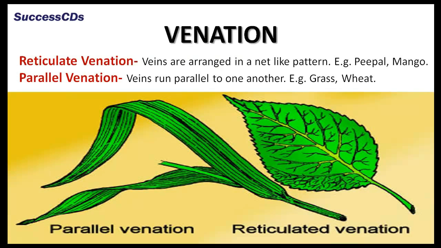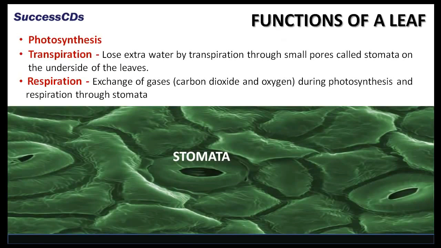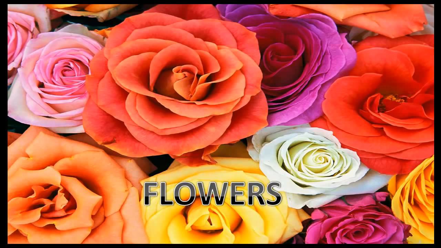Venation can be reticulate, where the veins are arranged in a net-like pattern, example, peepal, mango, or it can be parallel. Here, veins run parallel to one another. Example, grass, wheat. The leaf performs various functions. It makes food by the process of photosynthesis. It helps in transpiration and also carries out respiration through the small openings on the underside of the leaves called stomata.